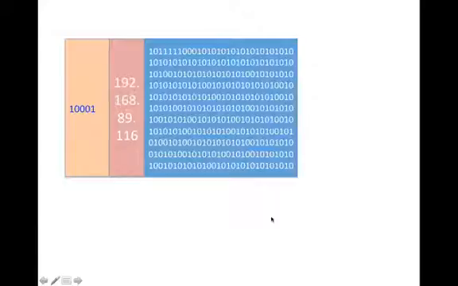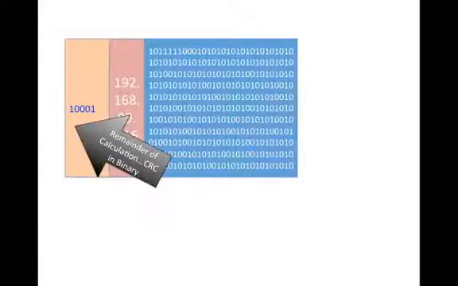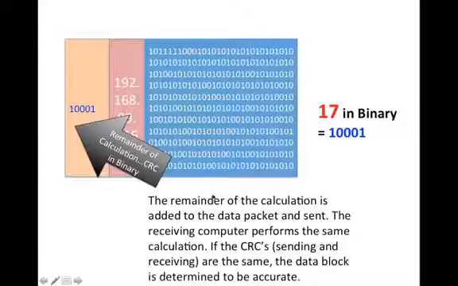Again, here is our block of data. The remainder of the calculation, the CRC, is included in the packet in binary form. 17 in binary is this number, that's why that's the number that I put in there. The remainder of the calculation is added to the data packet and gets sent. The receiving computer performs the same calculation. If the cyclic redundancy checks are the same at the sending and the receiving end, the data block is determined to be accurate.